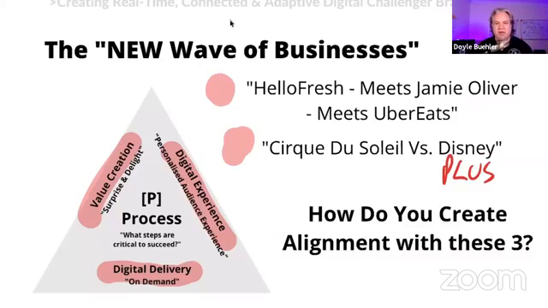So how do you create alignment with these three? That's really important: understanding what those actually mean and how you can put those together. So creating the digital experience, what pieces do you need from, say, a HelloFresh model? Okay, what do you need? The product, what do you need?